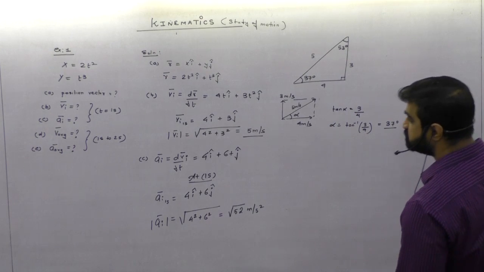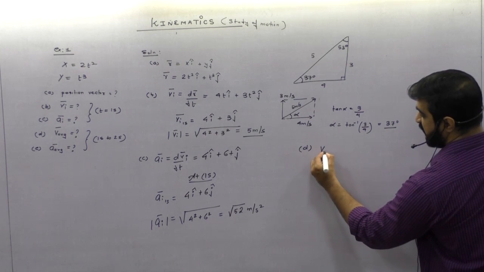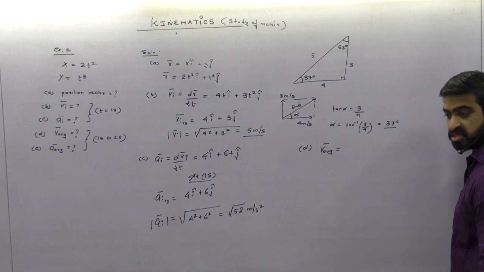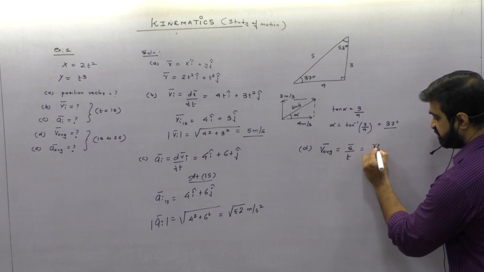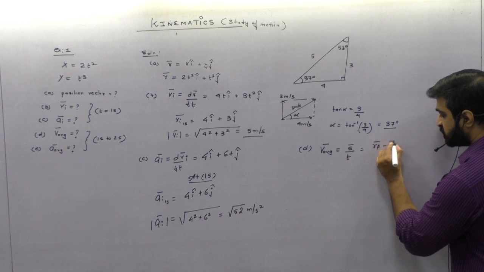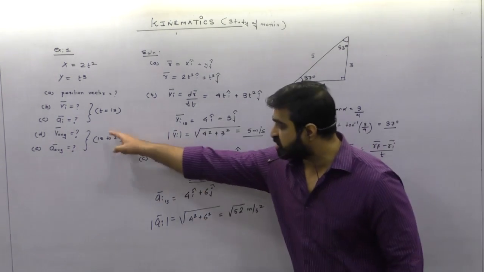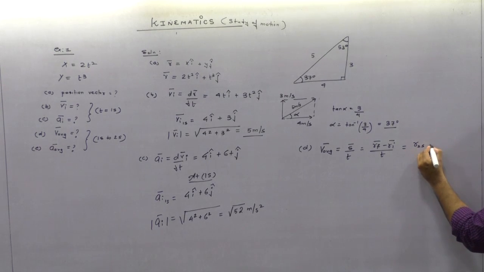Now D. What is D asked? D. Look over here, beta. Average velocity is total displacement upon total time. That will be r final bar minus r initial bar upon time interval t. But they have asked you between the time interval of 1 to 2 seconds. Means this will be r at 2 seconds minus r at 1 second upon interval time, that is 1 second only. No?